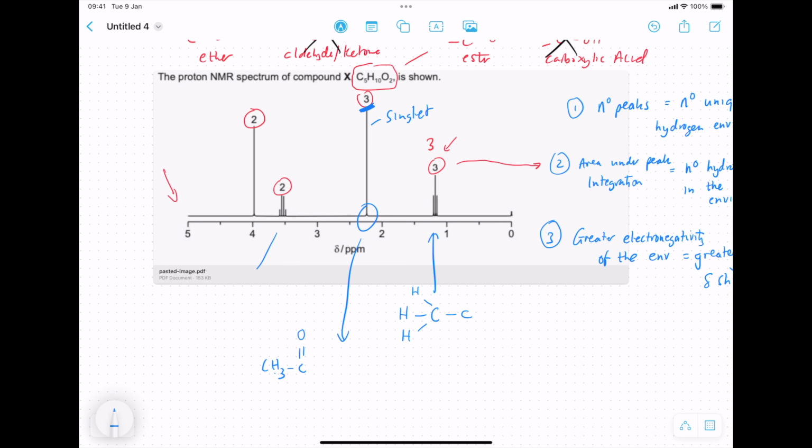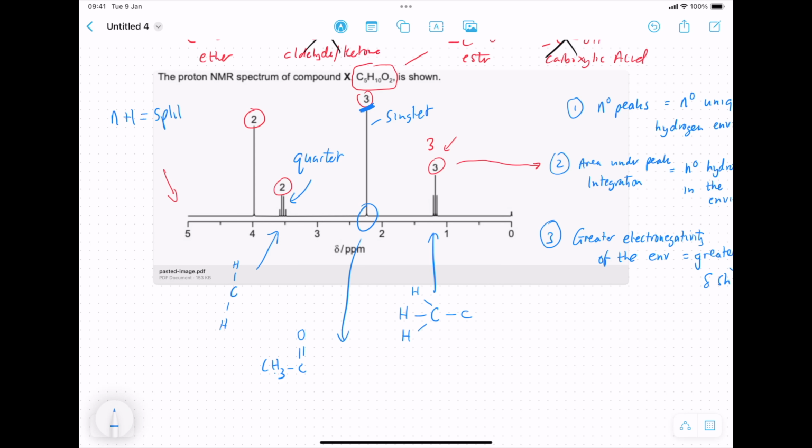Right, look at these two. So we've got 3.5, 3.6, that looks to be, and it has a 2, and I can see that it's split into a quartet. So this might be a CH2, and the fact that it's split into a quartet means it's next to a carbon which has 3 hydrogens attached. So n would be 3, 3 plus 1 makes 4, which is a quartet. So I'm using the n+1 rule here to work out the splits.